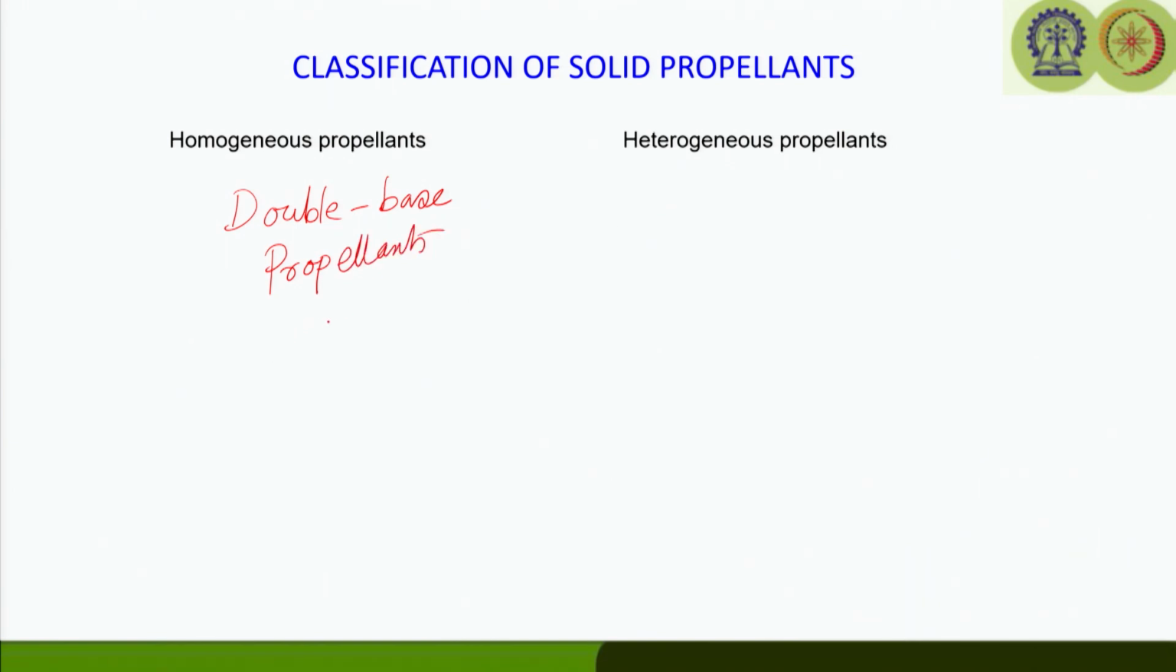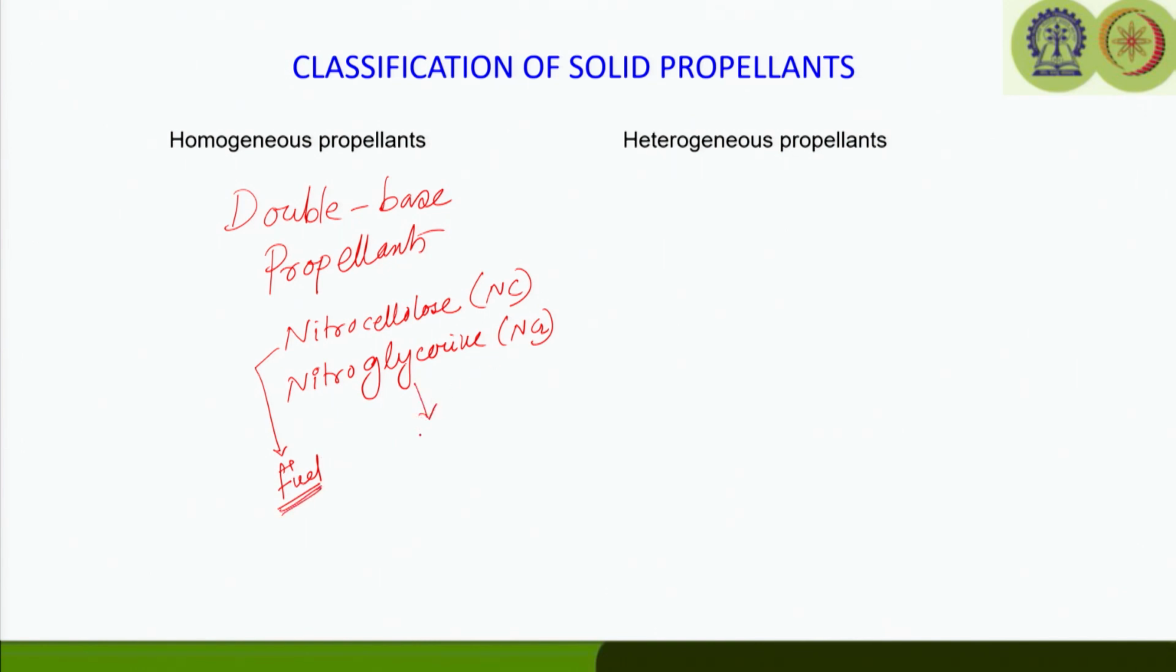So, the primary ingredients for double base propellant are the nitrocellulose, NC, and nitroglycerin, NG. They are mixed together at molecular level to form the homogeneous propellant. Now, the NC, or the nitrocellulose, constitutes the fuel part. As I said, the major ingredients of fuel and fuel plus oxidizers form the propellant. So, the nitrocellulose forms the fuel part, whereas the nitroglycerin forms the oxidizer part.